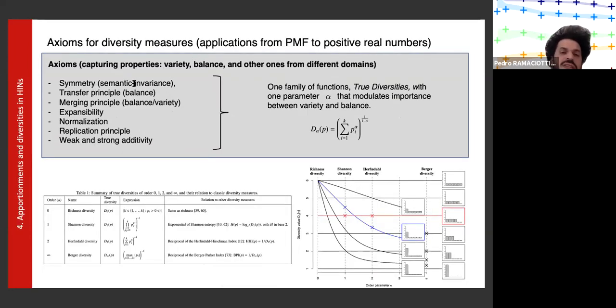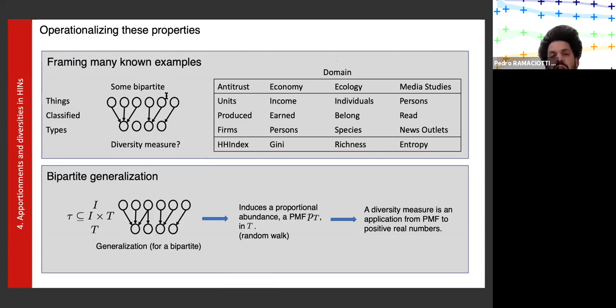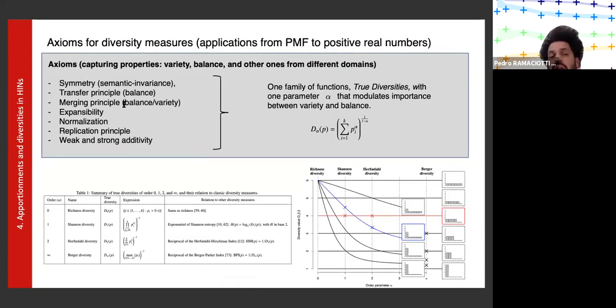In the review of all these diversity variants, they had a lot of properties, and you can code each property as an axiom. For example, symmetry: you want it to be blind to types. If you swap one person and another but keep their salaries, you don't want it to affect the diversity measure. These very simple properties are proven in the article to be captured by only one parametric family of functions, with one parameter that modulates the importance given to variety and balance. The function is called true diversity for historical reasons, because someone in ecology called it that a long time ago.